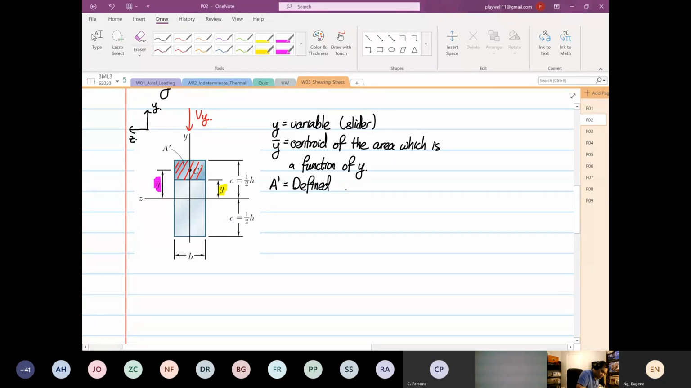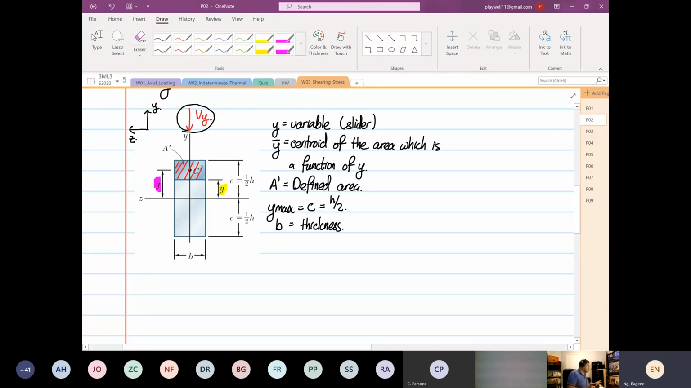And y max is equal to c and is equal to h over 2. Okay, and then b, for this case, is the thickness. Now this is based if and only if Vy is in this direction. Wait, later on I'll shift Vy.